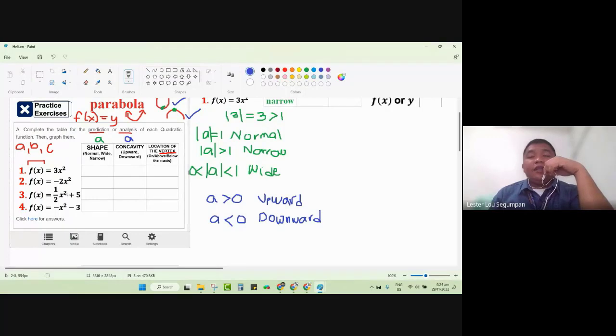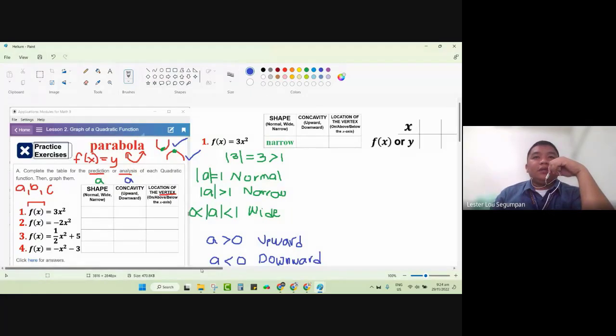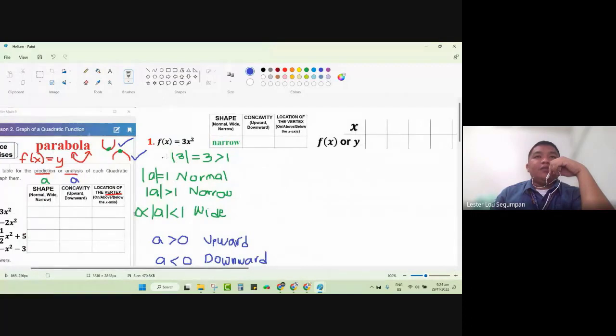Again, do not forget that the A coefficients are the coefficients of your x squared, just like the coefficients we used in determining the shape of the parabola. So when we look into number 1, since the A coefficient is 3, just like earlier, the A coefficient is 3 and it's greater than 0.